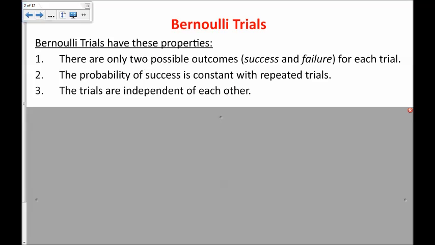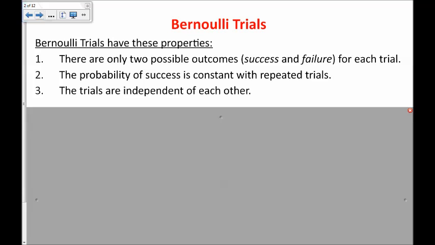First, let's talk about Bernoulli trials. Bernoulli trials have these three properties. First, there are only two possible outcomes, success and failure. Now, you can also think about rolling a die as having two possible outcomes. If you wanted to roll a 3, then a success would be rolling a 3, and a failure would be not rolling a 3. So there are only two possible outcomes, success and failure, for each trial.